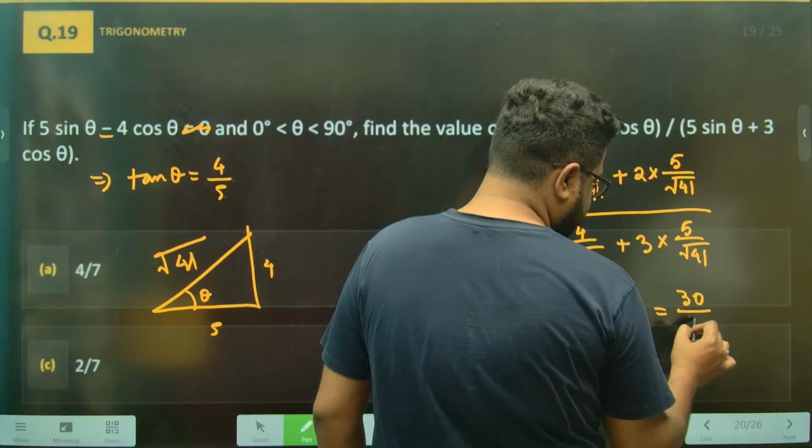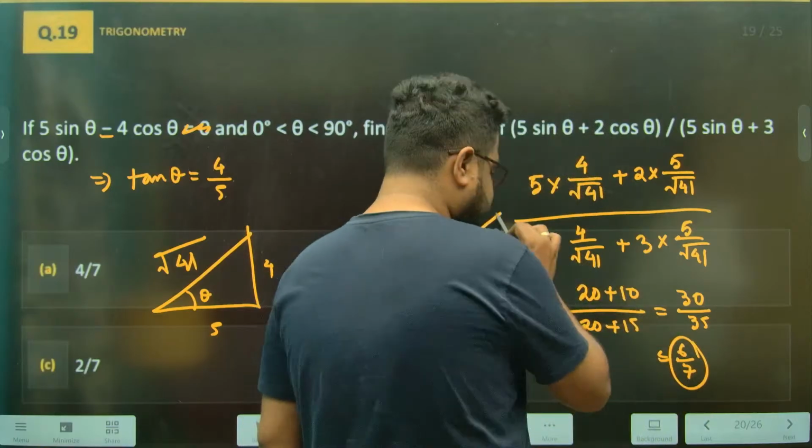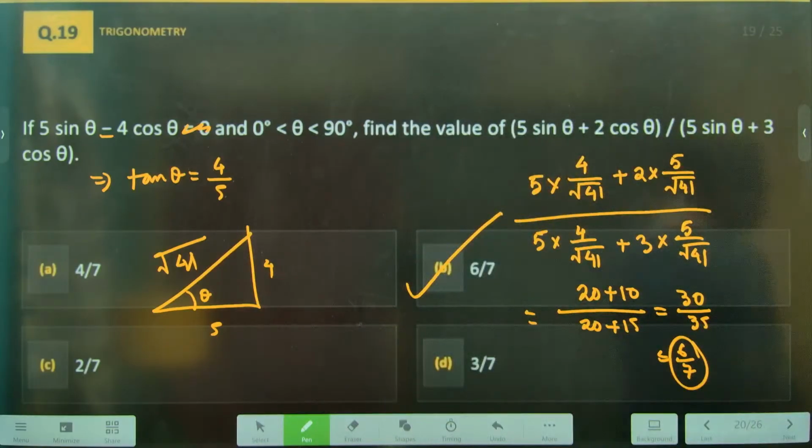30 by 35. 5 6s are this, 5 7s are this. 6 by 7 is the correct answer, which is option number B, sir. Which is again option number B. Again, not a difficult question, right?